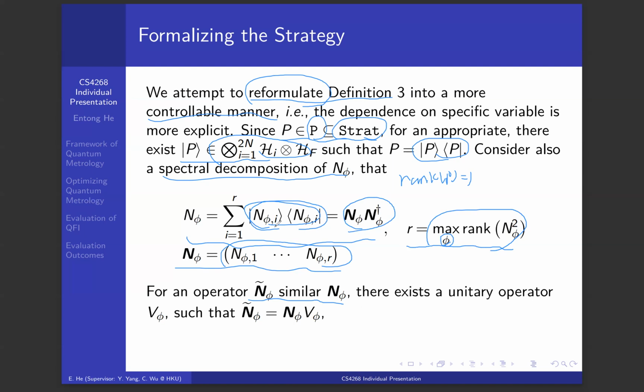So for an operator N sub phi tilde that is similar to N sub phi, N tilde sub phi and tilde phi dagger will also be a decomposition of the primitive N sub phi. So actually we have N sub phi tilde equals N sub phi V sub phi for an arbitrary unitary operator.